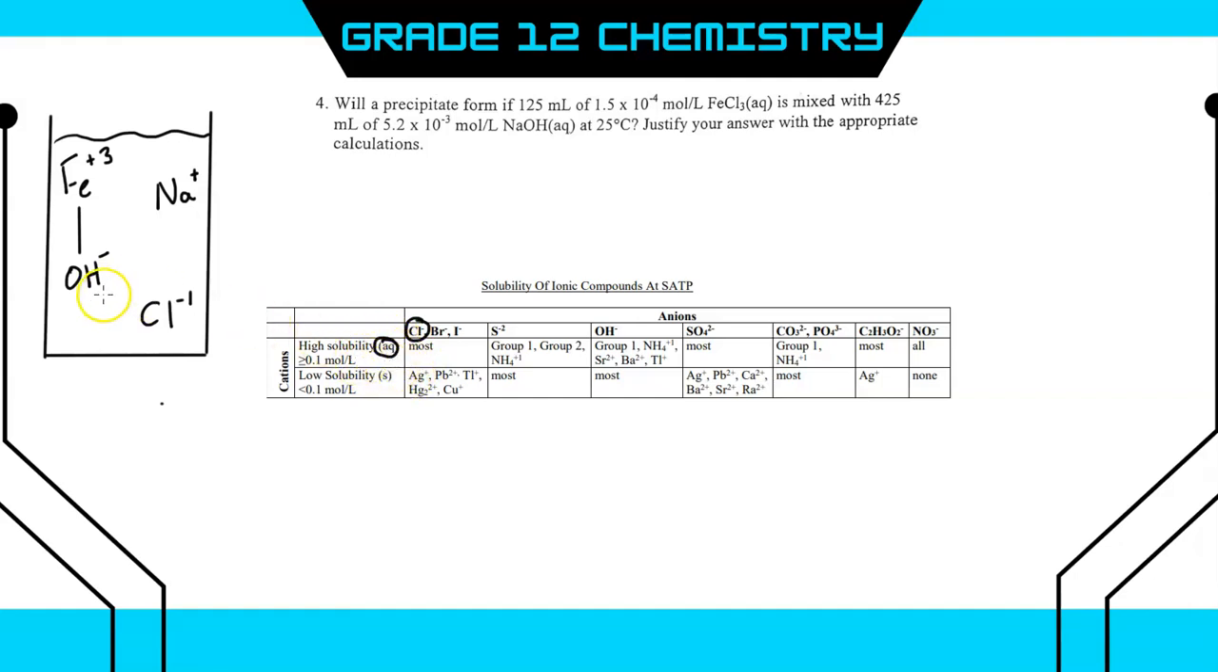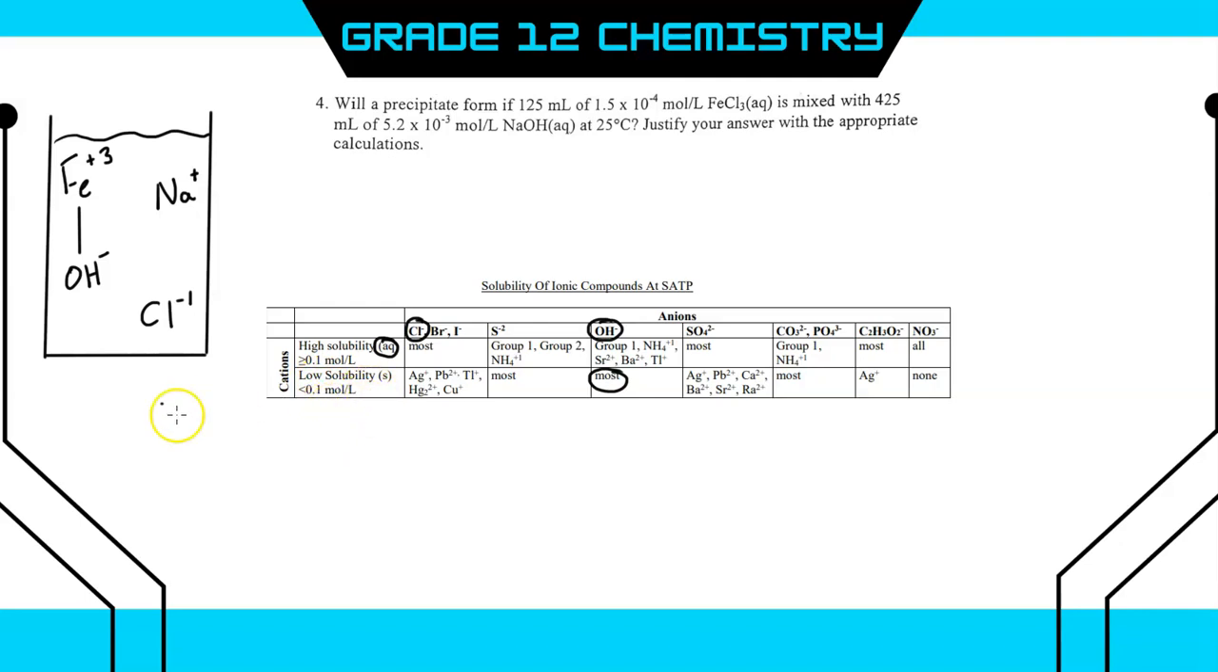Okay, well, what about chlorine with iron? Same thing. I don't see iron over here. So let's look at hydroxide. Here's hydroxide. Hydroxide's highly soluble with everything in group 1. That's sodium. But I don't see iron here. Therefore, iron is over here, where it's low solubility. That will be our precipitate if we're going to get one.